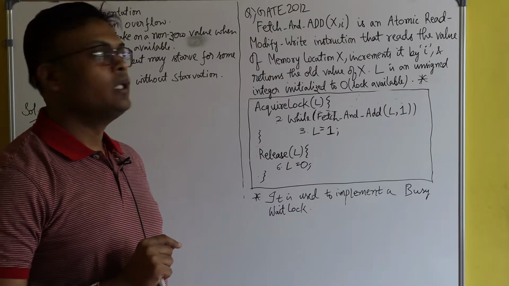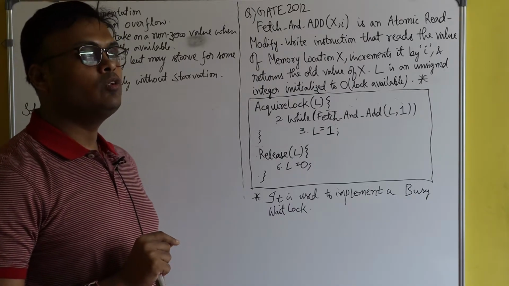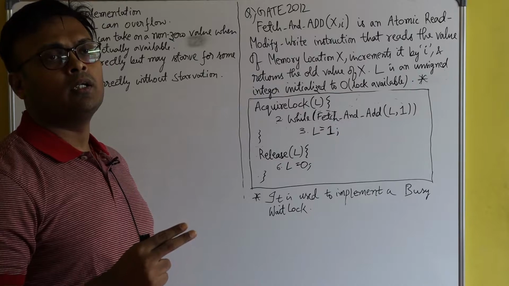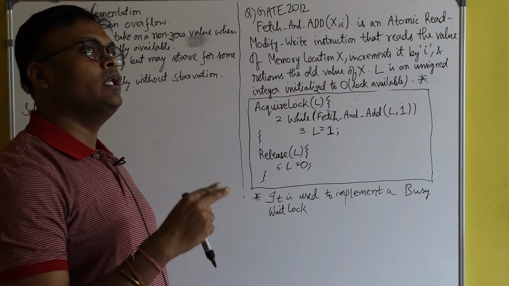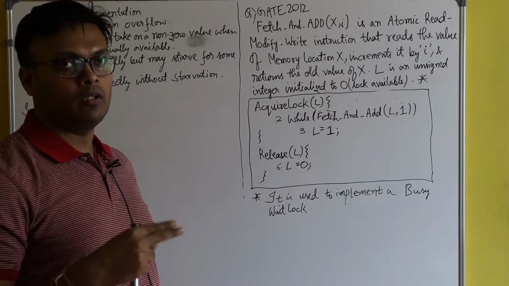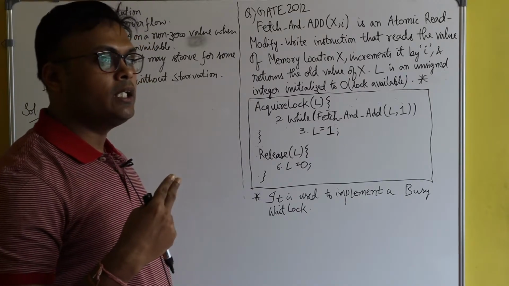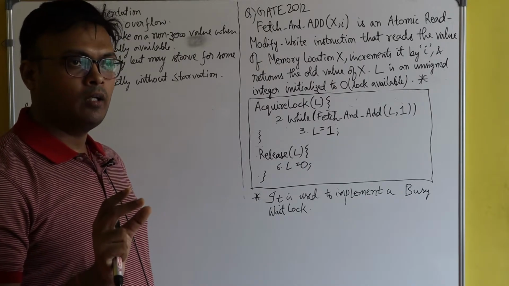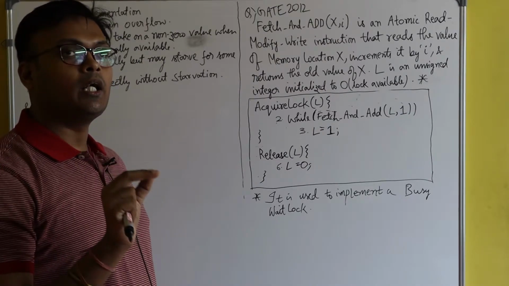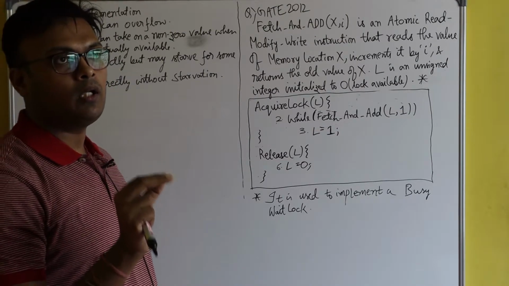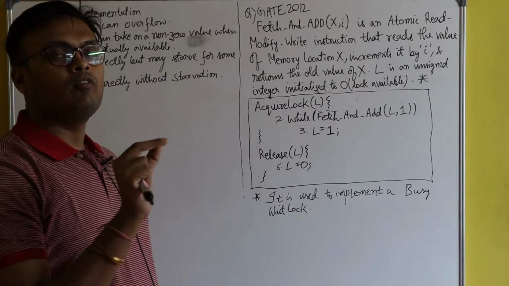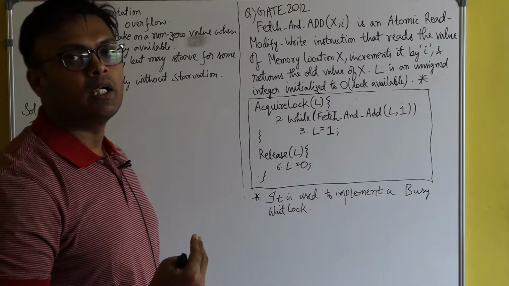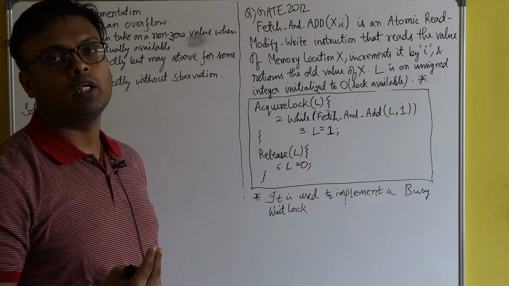So this is just like the test and set instruction. What did the test and set instruction used to do? It used to return the old value of x and set a new value for x. In that case, we were using the lock. The old value of lock used to be returned as 0, so that the while loop used to get broken, and after that a new value of lock, that is 1, was set, so that other processes could not get entry inside the critical section when one process was already present there.